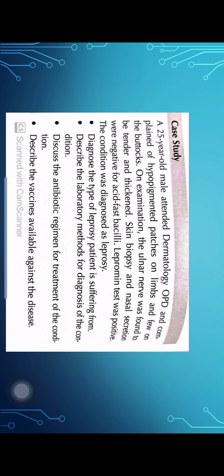Lepromin test was positive. The condition was diagnosed as leprosy. Now, points to be noted here are: the patient had hypopigmented patches and the ulnar nerve was tender and thickened. So, skin was involved, nerves were involved, and then acid fast stain was performed for skin biopsy and nasal secretions, and it was negative, and the lepromin test was positive.